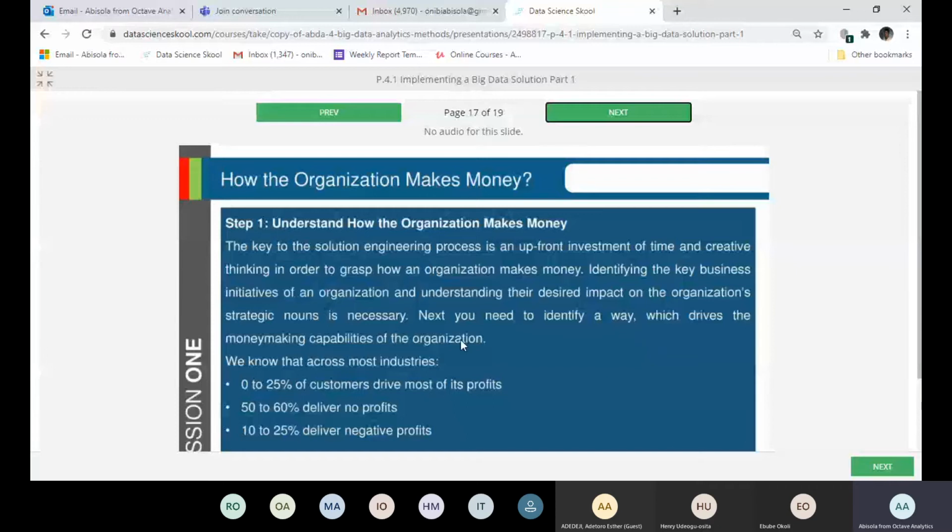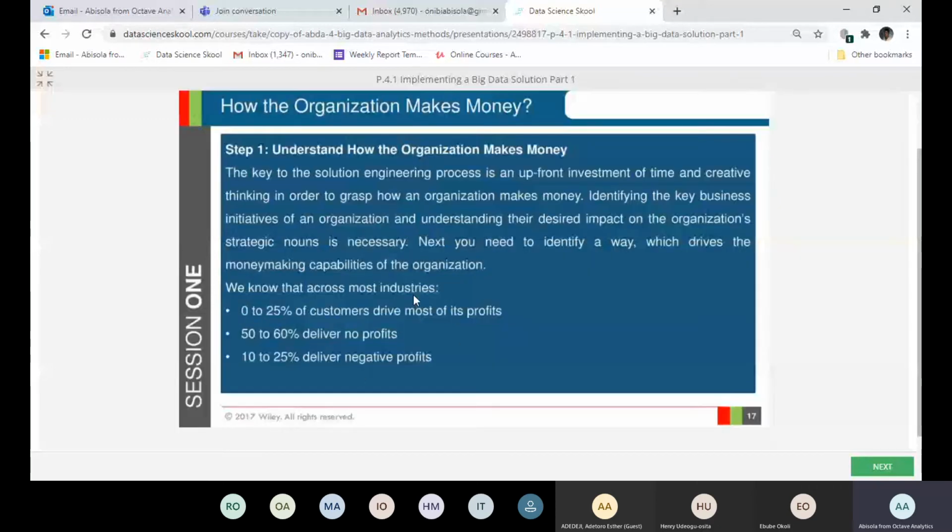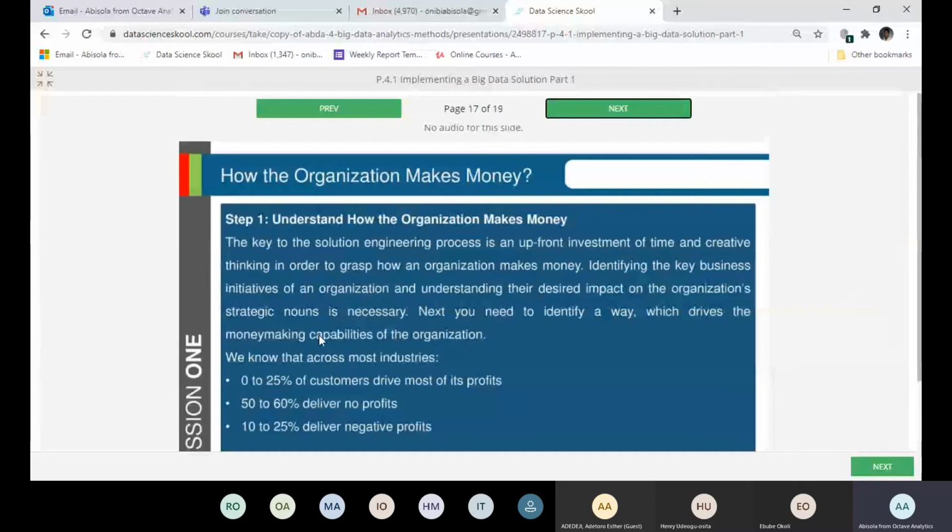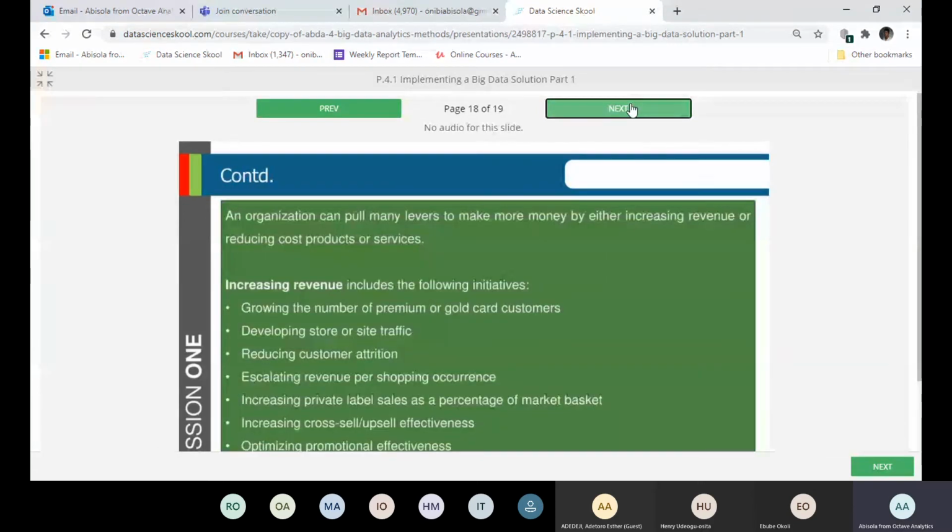And then they said, okay, this is something that cuts across most industries. They said 0 to 25% of customers drive most of the profit in most organizations. It's an assumption that is, to an extent, accurate. So in most industries, 0 to 25% of customers drive most of the profits, 50 to 60% deliver no profits, while 10 to 25% deliver negative profits. That is, they make you go at a loss. So that is a way you can understand how an organization makes money.